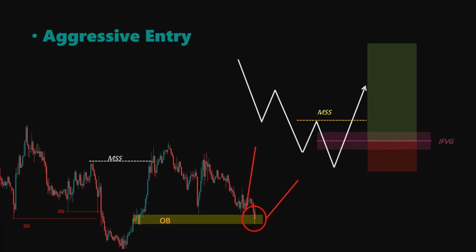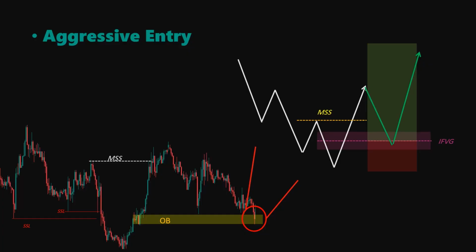At this point, the execution is simple. You'd place a buy limit order around the midpoint of the newly formed inverse fair value gap, with your take profit set at the nearest higher time frame buy-side liquidity. The same framework works in a bearish scenario as well, just in the opposite direction.